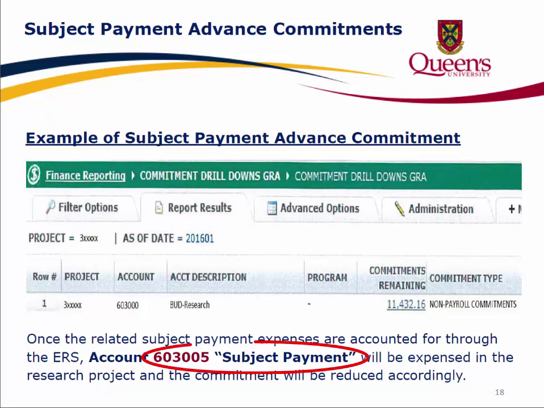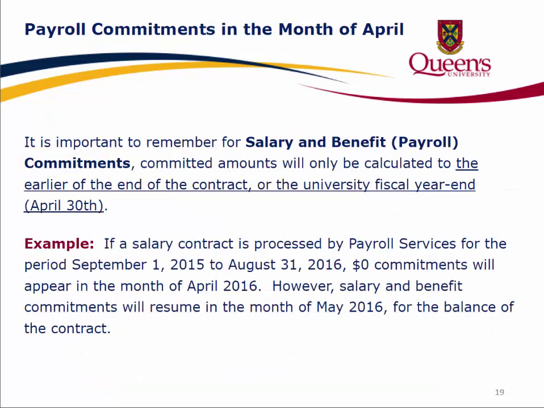Account 603005 is used to record subject payment expenses in the research project. Commitments in the month of April.